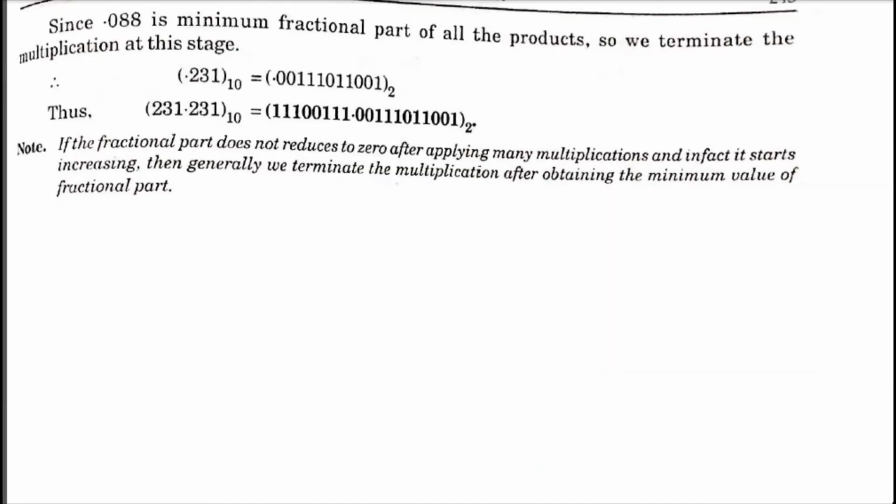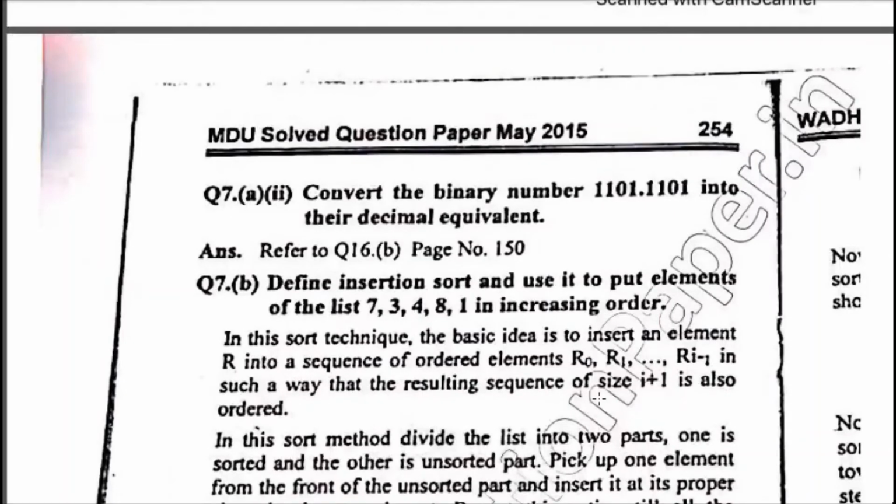Now take a look. This can be written as 1 into 2 cube plus 1 into 2 square plus 0 into 2 raised to power 1 plus 1 into 2 raised to power 0 plus 1 into 2 raised to power minus 1 plus 1 into 2 raised to power minus 2 plus 0 into 2 raised to power minus 3 plus 1 into 2 raised to power minus 4. After calculation, you will have its decimal equivalent, that is 13.8125.